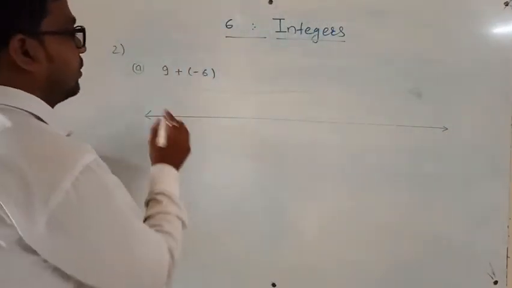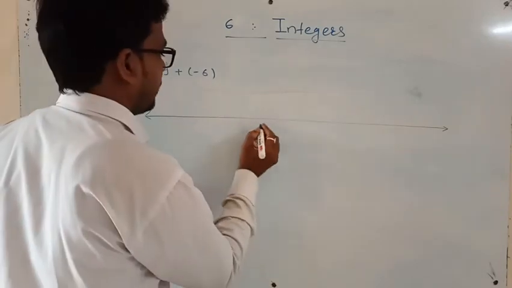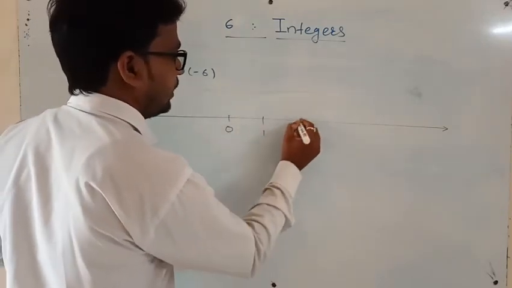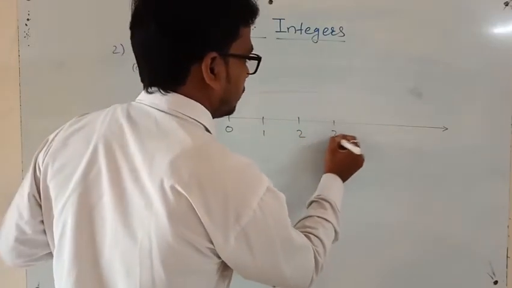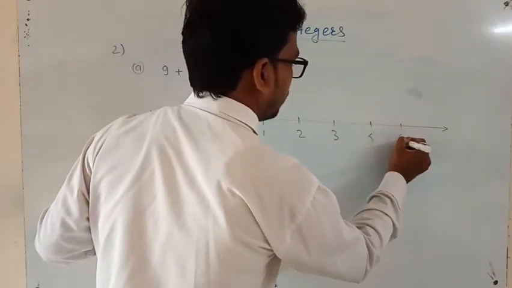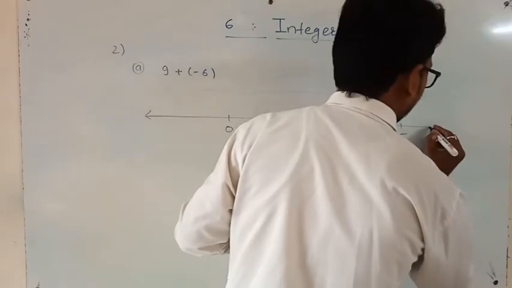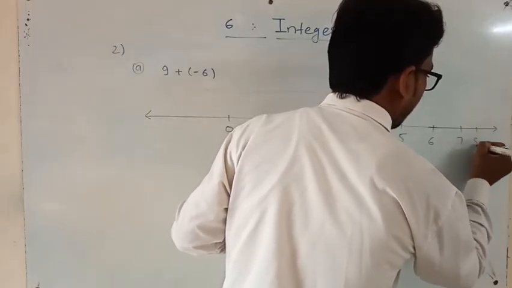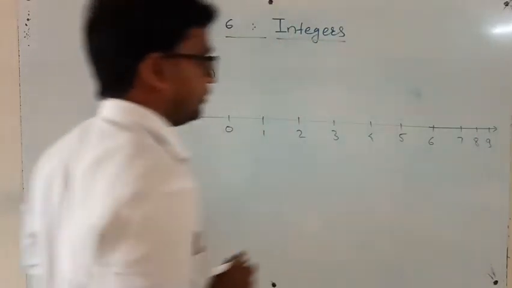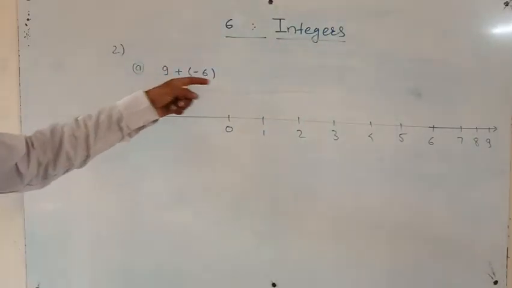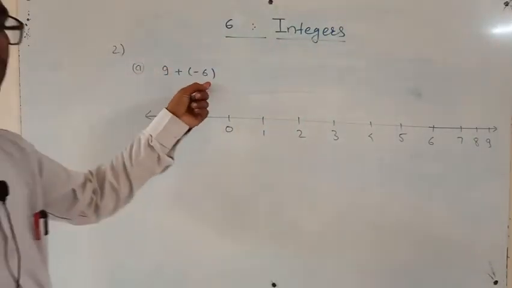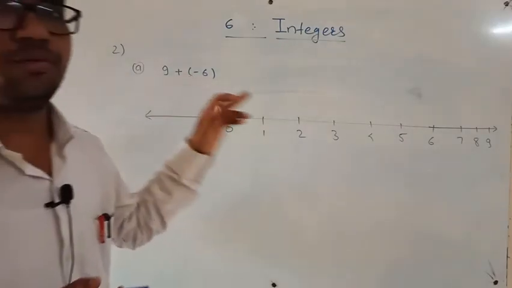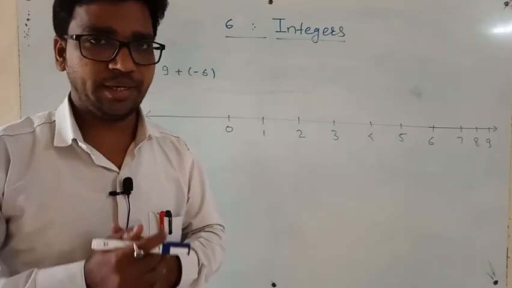So here we start with 0, 1, 2, 3, 4, 5, 6, 7, 8 and 9. Okay. So 9 plus negative 6. Negative 6 means what? Whenever there is negative 6, then we move towards the left side.